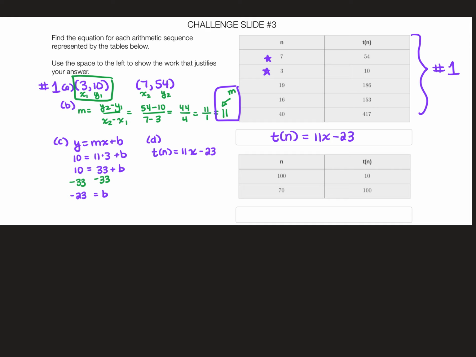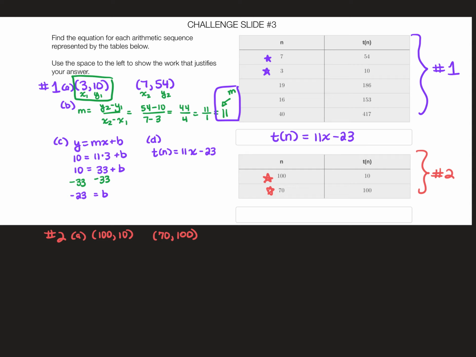Okay, table 2. So we'll go ahead and call this number 2. There aren't as many points to choose from, so we really only have these 2 points that we can write as our ordered pairs. So first part, again, write your information as ordered pairs. So we have (100, 10) and (70, 100). Second step, we're going to go ahead and find our slope by using the slope formula.